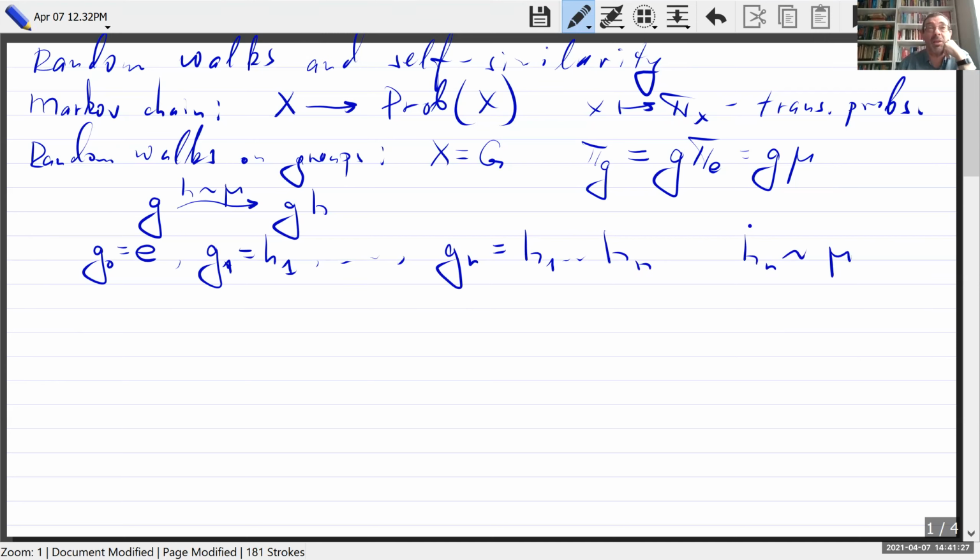Okay, so in other words, it means that if we want to look at the position of our random point at time n, then its distribution is nothing else than the n-fold convolution of the measure. Okay, so now, well, one should give examples.